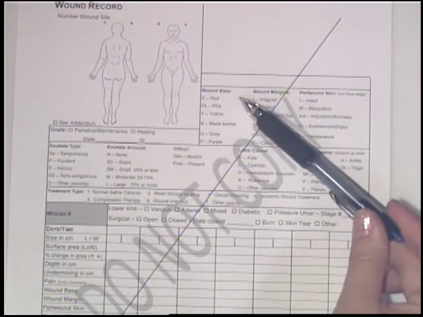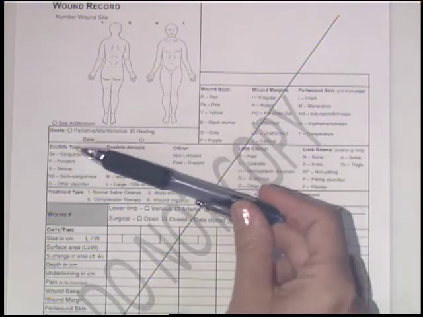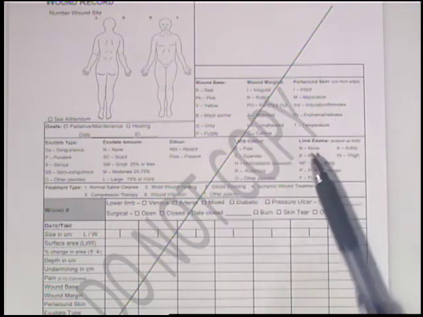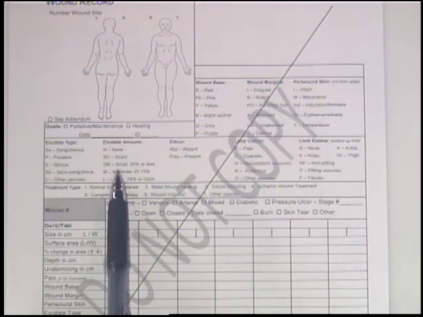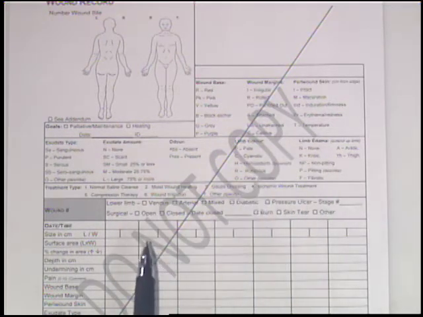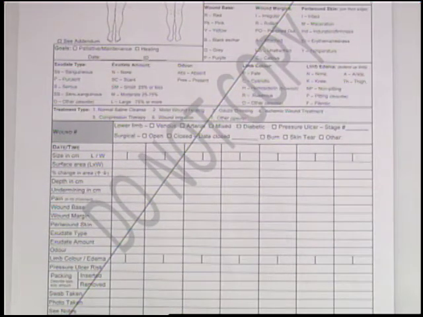Up in the right-hand corner, we do see wound base, and these are all of the parameters that we're looking at when we're assessing our wound. So that is the wound margins, peri-wound skin, exudate type, exudate amount, odor, limb color, and limb edema. And you'll notice on this form that there are tiny little spaces to write. And that's a challenge. I do get comments from nurses that they don't like this form because it is pretty small to write.